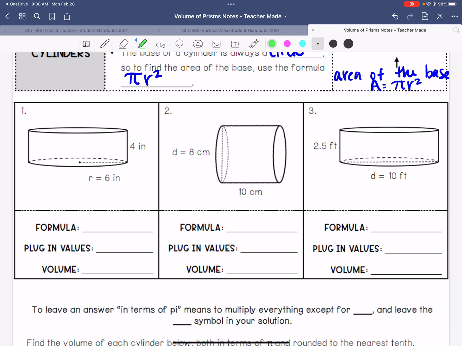And our base is going to be this circle right there. Okay, that's our base. And it already tells us that we have a radius of 6. And then you're going to notice that the distance between one circle to the next circle is 4.